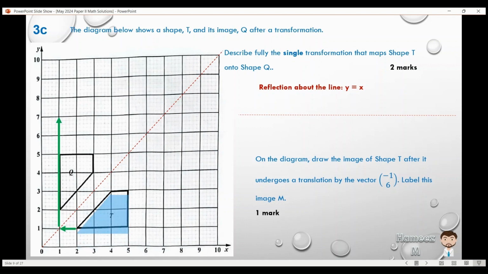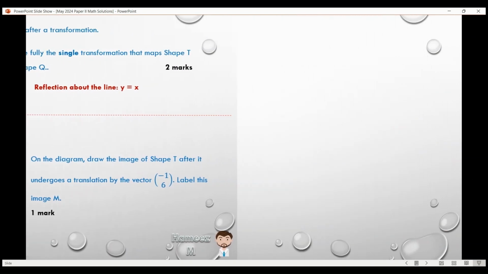So if we consider, let's bring up the shape T as a blue trapezium, and we slide it 1 to the left and 6 up, it will come up to that point there, and of course we can label it M. Let's go on.